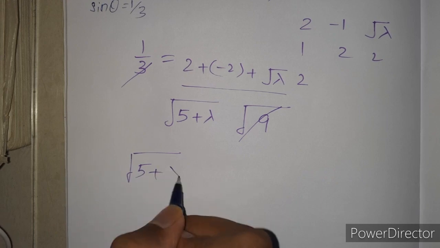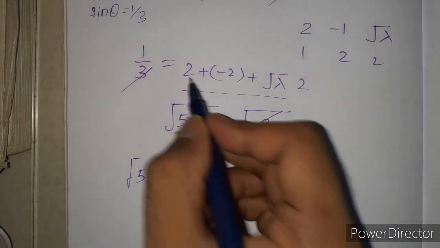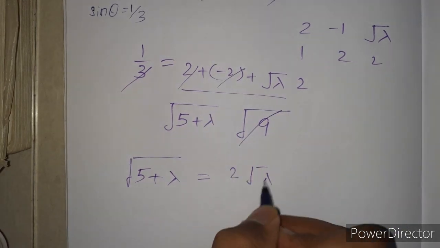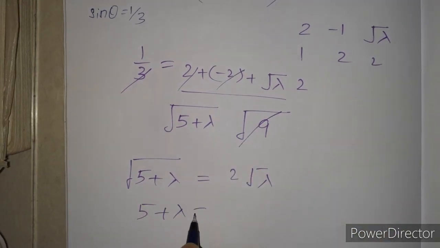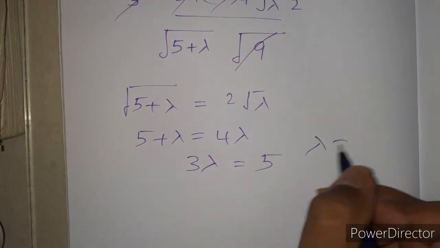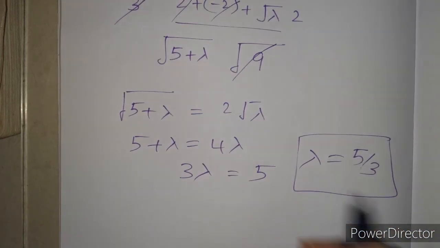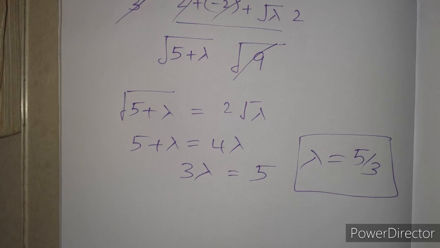5 plus lambda is equal to 2 minus 2, 2, it will get cancelled, 2 root lambda. So 5 plus lambda is equal to 4 lambda. 3 lambda is equal to 5. Lambda is nothing but 5 by 3. So this is the concept in this problem, and it is very easy.